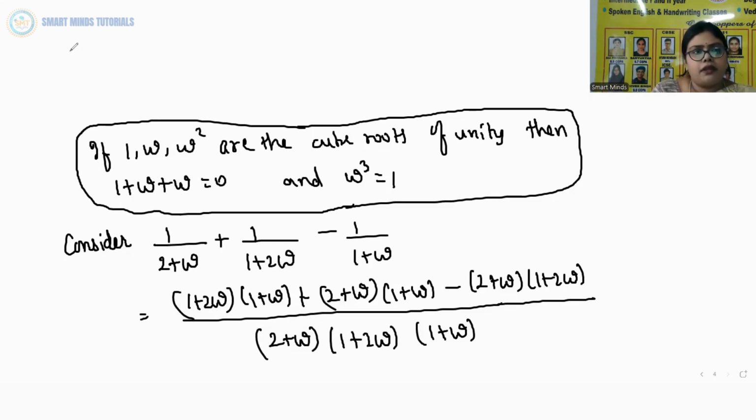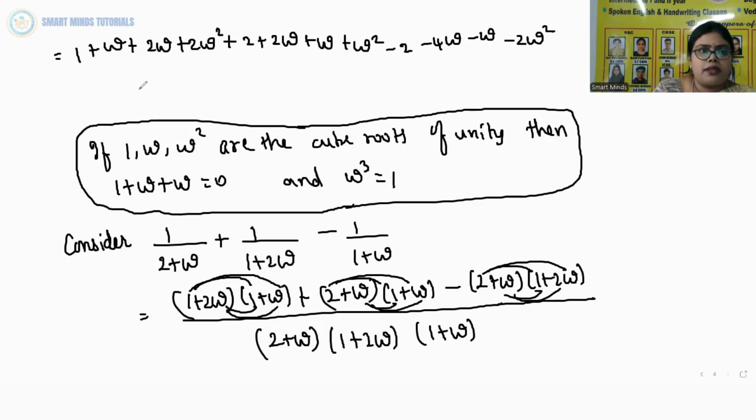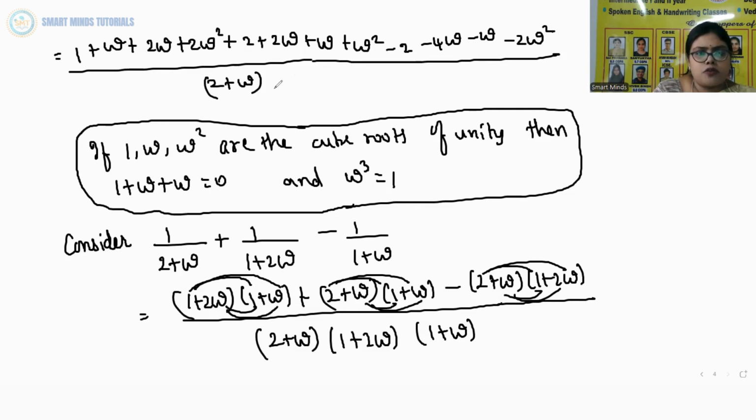We need to simplify it. So how to multiply? This into this, this into this, this into this, this into this. Like this we will do in all the terms. Okay. So 1 into 1 is 1 plus omega plus 2 omega plus 2 omega square plus 2 plus 2 omega plus omega square minus 2 minus 4 omega minus omega minus 2 omega square by denominators I am writing as it is, 2 plus omega, 1 plus 2 omega, 1 plus omega.